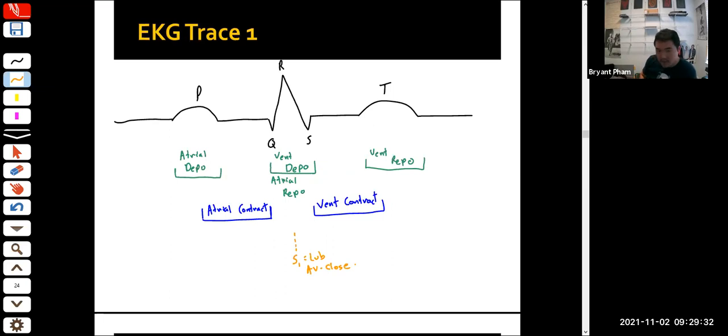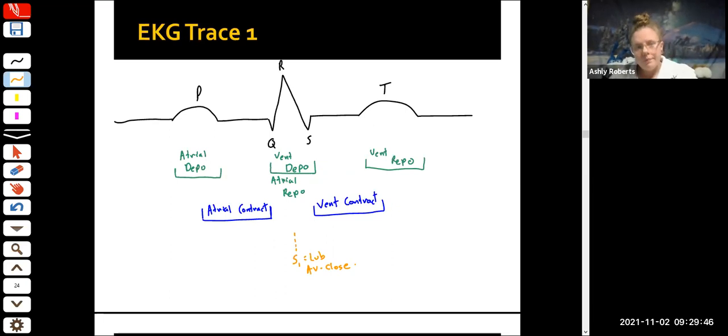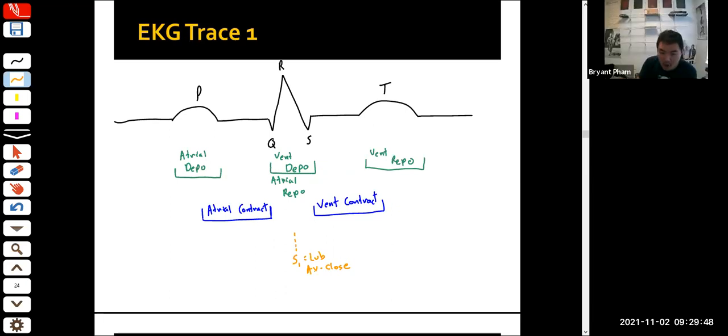Why is it important that we close the AV valves in between atrial contraction and ventricular contraction? Backflow. Yeah. If my AV valves are open here and my ventricles contract, blood's going to go backwards. That's no good. Okay. And then S2 is your dub. That's when your semilunar valves close.